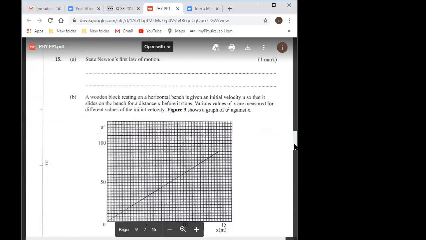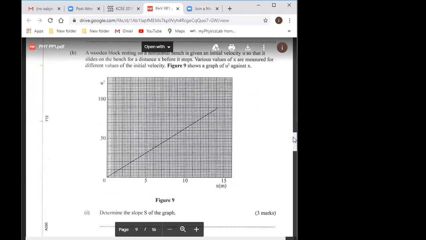State Newton's first law of motion. Ken: It states that an object remains in its state of rest unless acted on by an external force. You have an idea, but not complete. A body remains at rest or in motion. So it remains at rest or in motion unless acted upon by an external force.